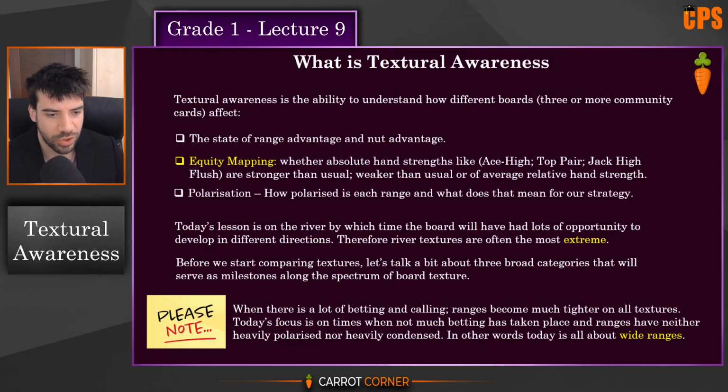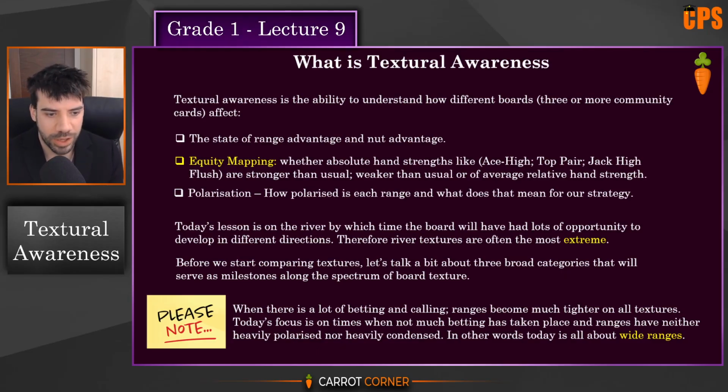And I'd like you guys to note that when there's a lot of betting and calling, ranges become much tighter on all textures than what we're going to be looking at today. What we're going to look at today is, for the most part, unfiltered ranges, or ranges that have only filtered a little bit. That's to say, only a small amount of action has taken place. Maybe flop has been bet and turn has gone check. Maybe it's checked all the way to the river.